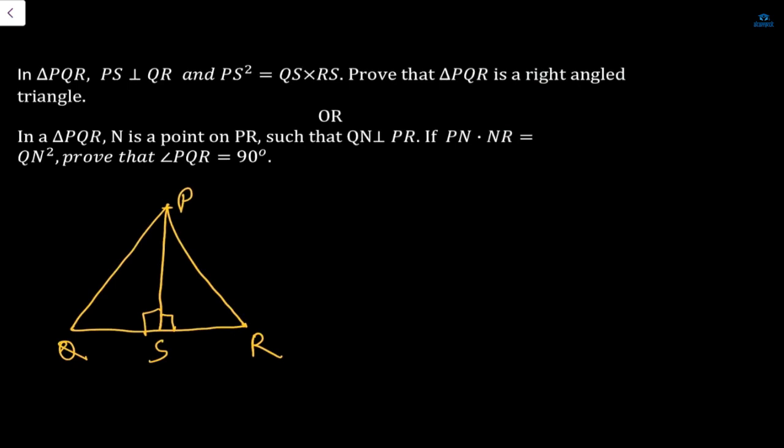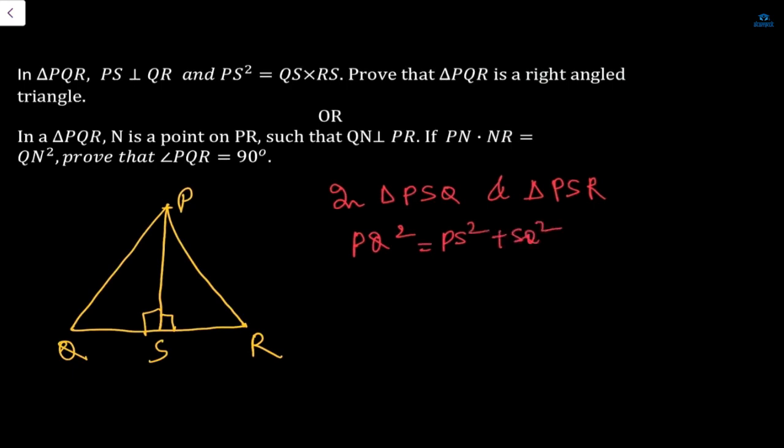So now in both the triangles, PSQ and PSR, you have PQ square is equal to PS square plus QS square. This one you can take as first. And second, PR square is equal to PS square plus RS square. This you can take as second.